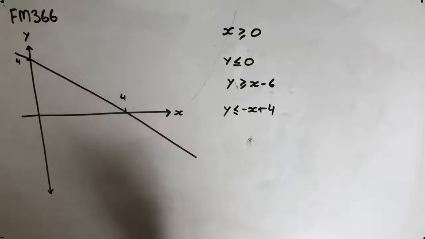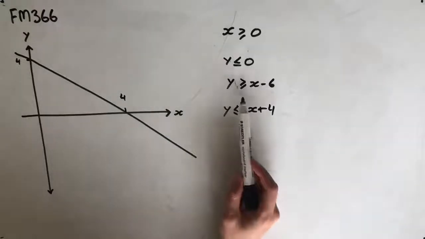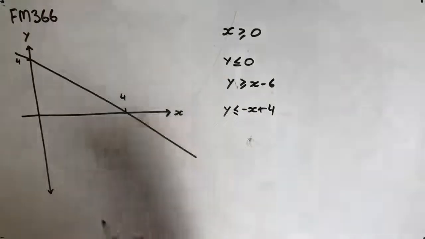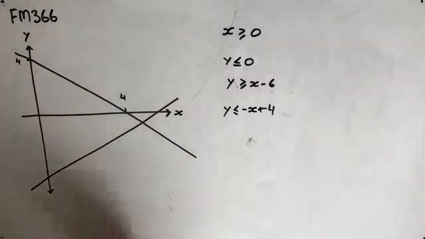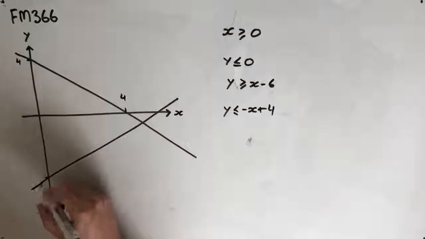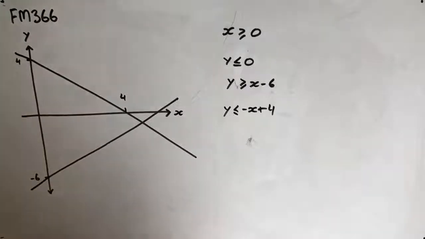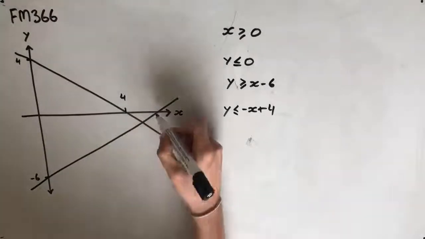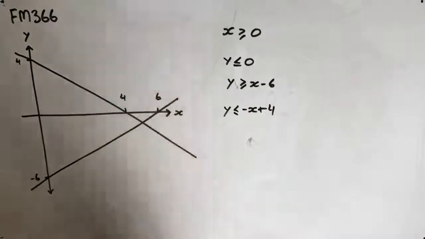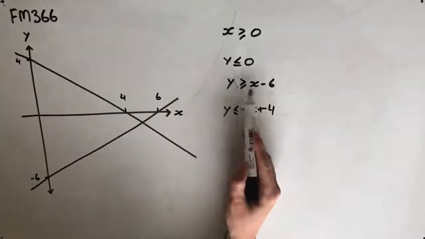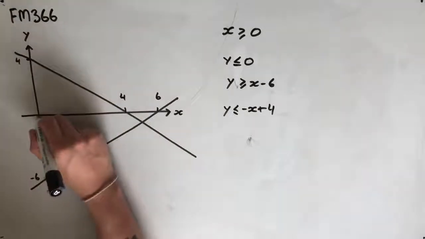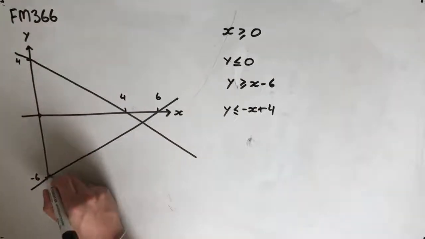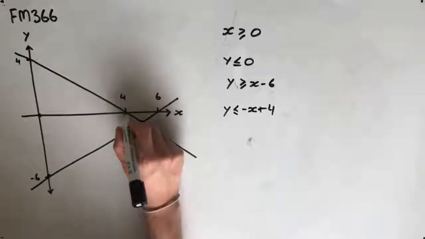Our final line we're going to drop in is y is greater than or equal to x minus 6, which when we drop it in looks something like this. Our y-intercept is at negative 6, and our x-intercept up here is going to be at positive 6. Now, since this is y is greater than x minus 6, we're going to include everything above. So now we can see that our limiting points are here, here, here, and here.